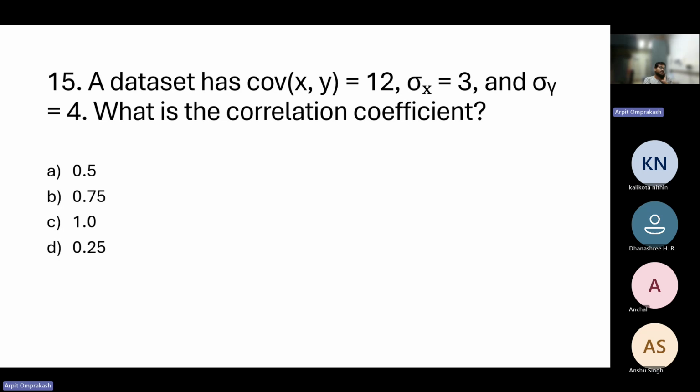Question 15. A data set has covariance of 12 and standard deviation of x is 3, standard deviation of y is 4. What is the correlation coefficient? So correlation coefficient is given as covariance of x and y divided by sigma x into sigma y. We are directly given these values. So it's 12 divided by 3 into 4. It's 12 by 12, which is what? Answer here will be option A. So this is a perfectly linear relationship.